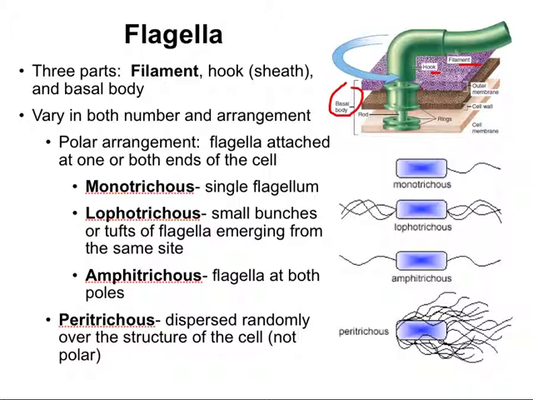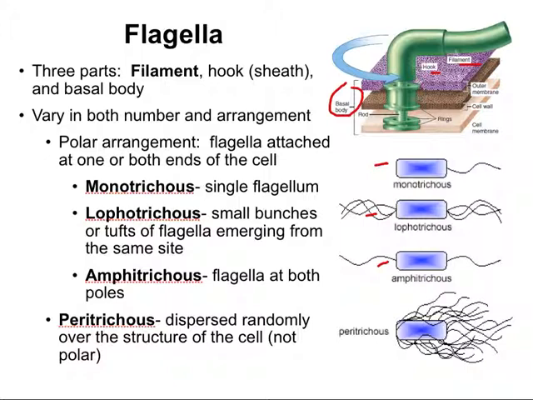Now, flagella vary in number and arrangement. Some are in a polar arrangement and some are in a non-polar arrangement. In the polar arrangement, we see flagella are attached to either one or both ends of the cell. We can see that here in the monotrichous type, the lophotrichous type, and the amphitrichous type. Monotrichous means simply a single flagellum. Lophotrichous means there are small bunches or tufts of flagella, loph, emerging from either one or both ends. Amphitrichous is having a flagellum at both poles, a single one. So you could have an amphitrichous, lophotrichous flagellar arrangement.